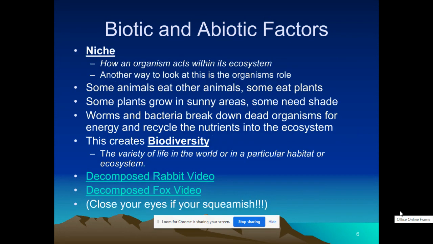Now, a niche is probably a new word for you. A niche is like an organism's role, how an organism acts within its ecosystem. Some animals eat other animals, carnivores. Some eat plants, herbivores. Some plants grow in sunny areas, some need shade. You've got worms and bacteria that break down dead organisms for energy and recycle those nutrients in the ecosystem. Those are called decomposers. And this creates biodiversity, which is the variety of life in the world or in a particular habitat or ecosystem.